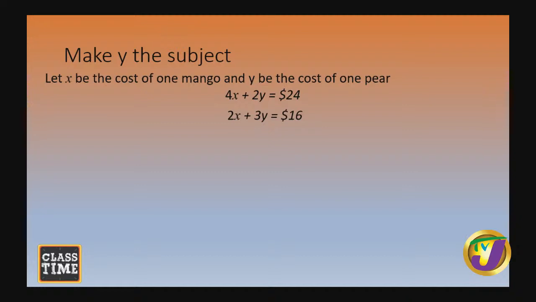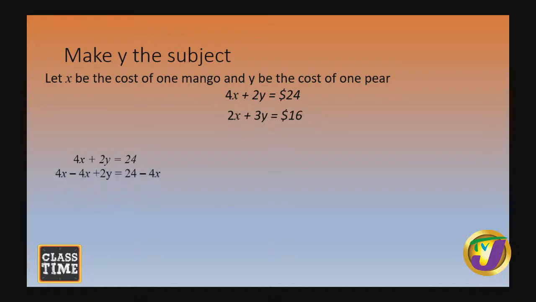And for the next one, it would be 2x plus 3y is equal to 16. So now we have two linear equations. First thing, we want to make y the subject. So let's isolate y by using inverse operations.